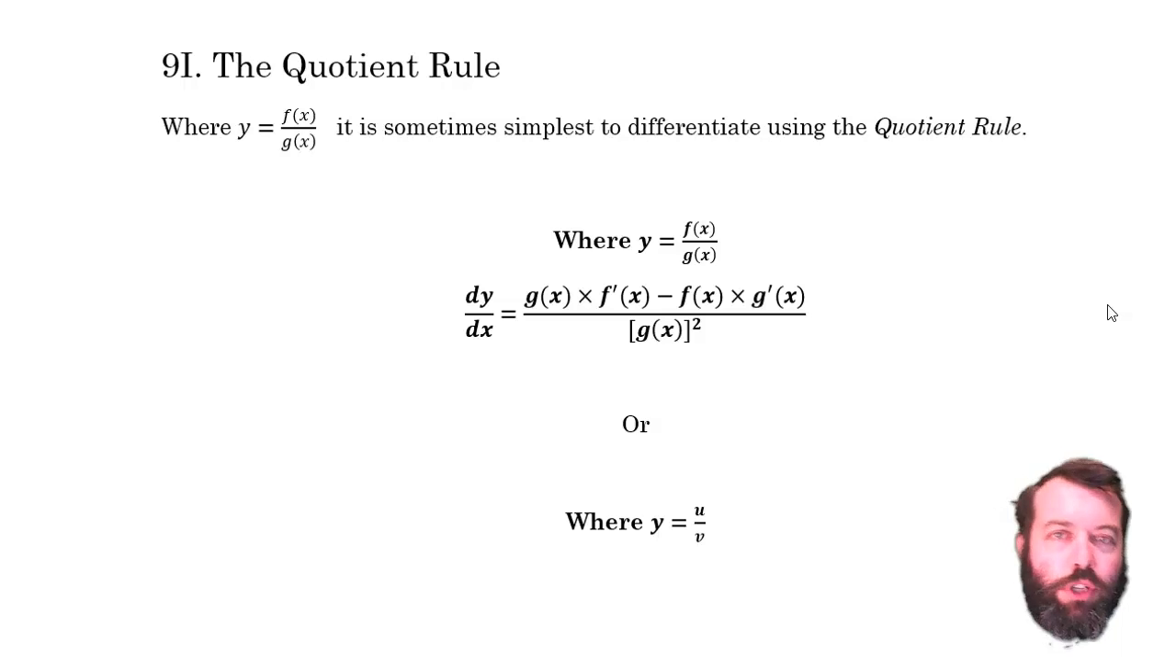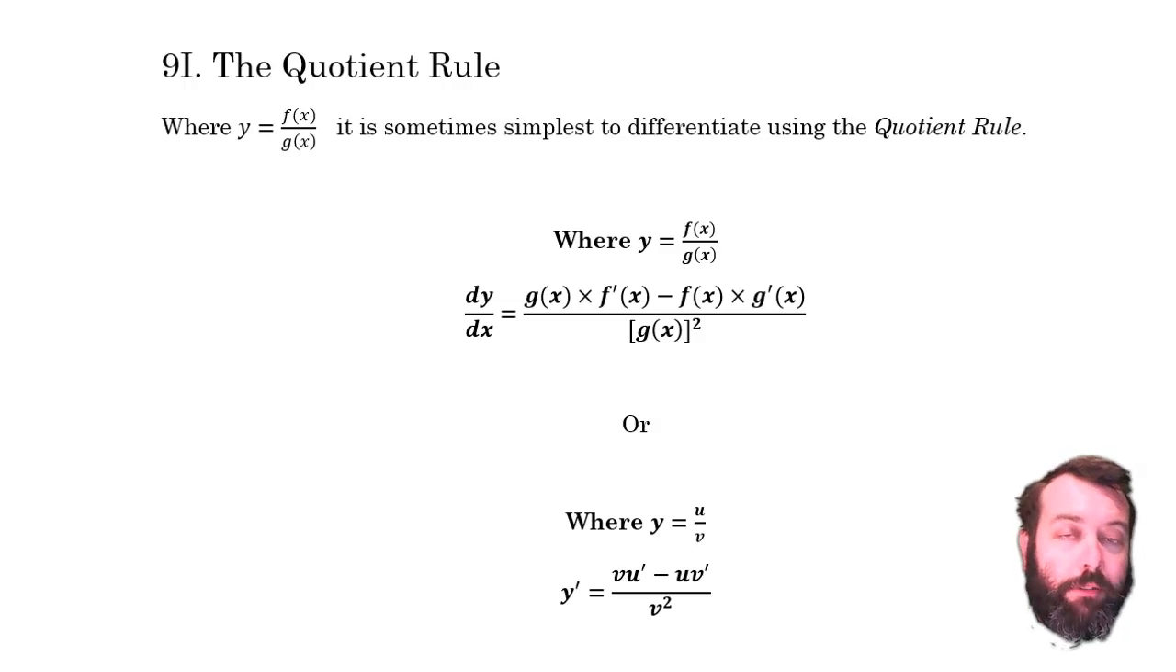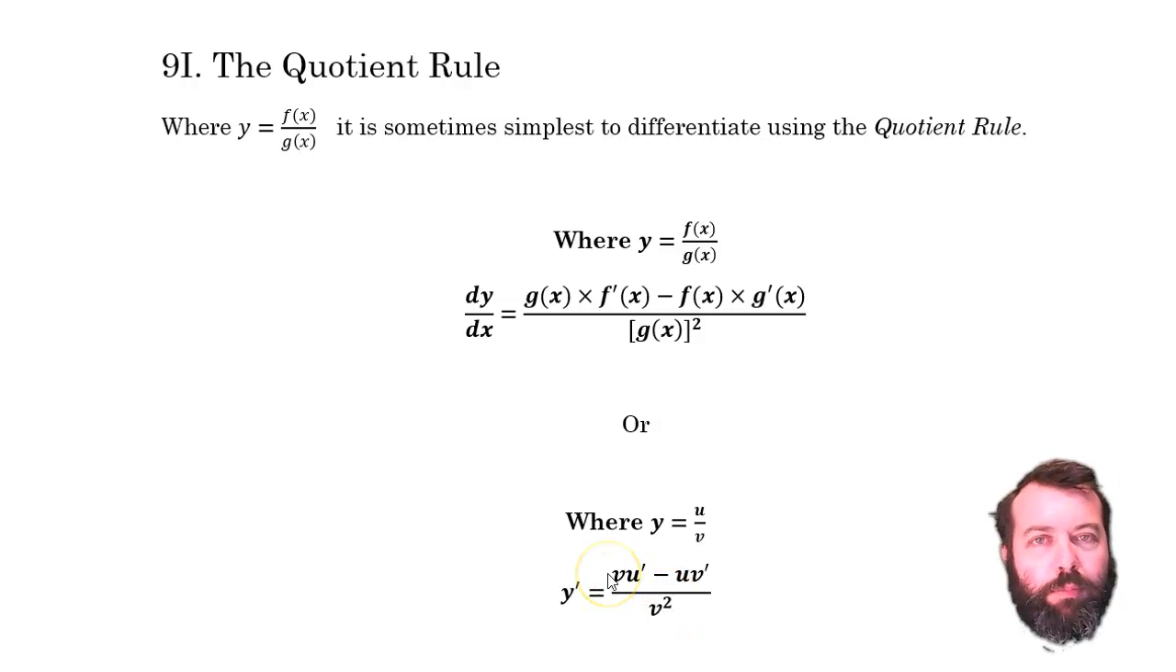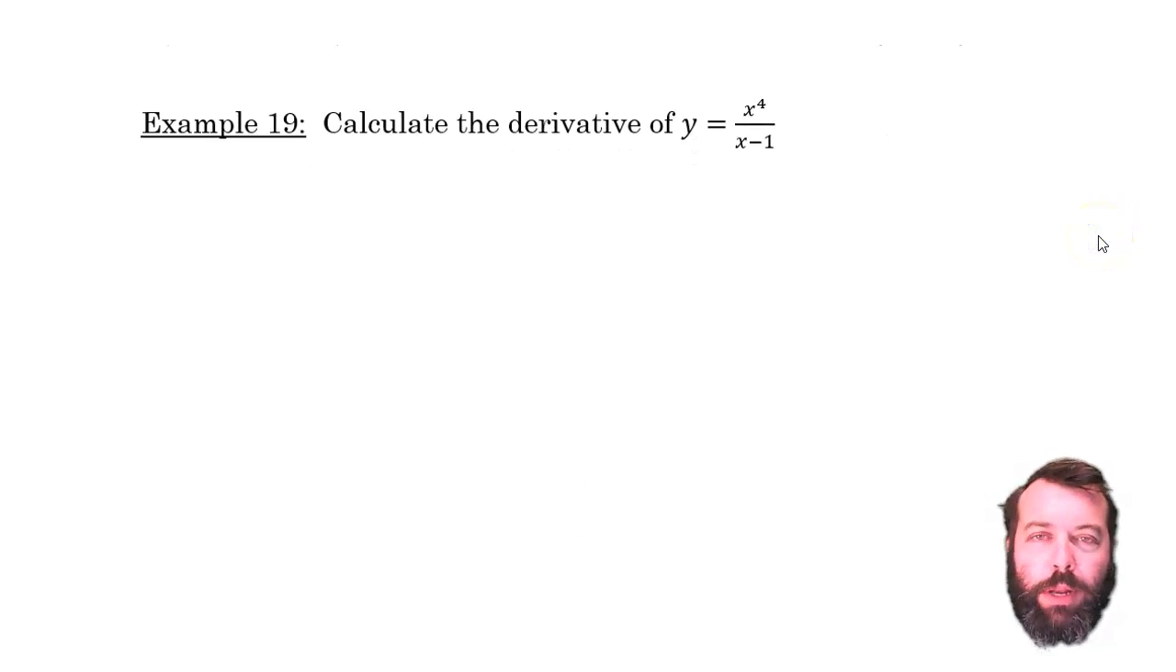If y equals u over v, then y prime is vu prime, notice that starts off the same as the product rule, so vu prime minus, it's a negative not a plus, uv prime over v squared. So the divisor, the denominator if you will, that's what you start off with in its undifferentiated form, and it's squared down the bottom as well. Again, off to an example.